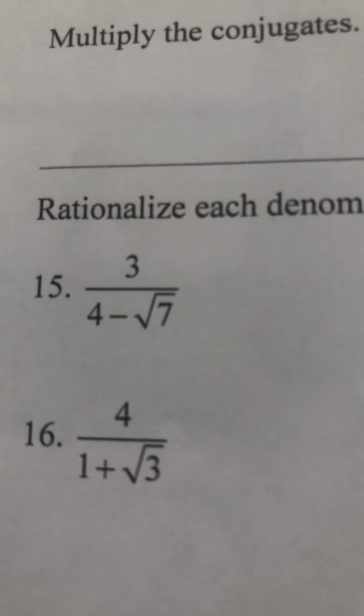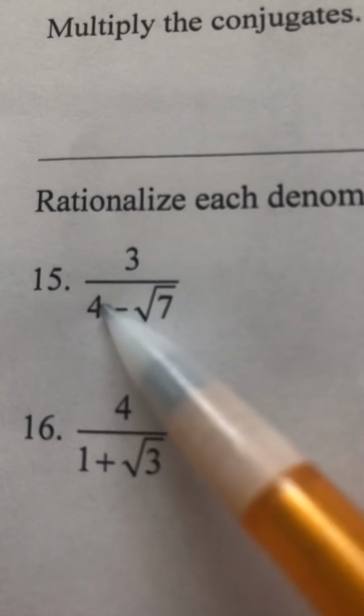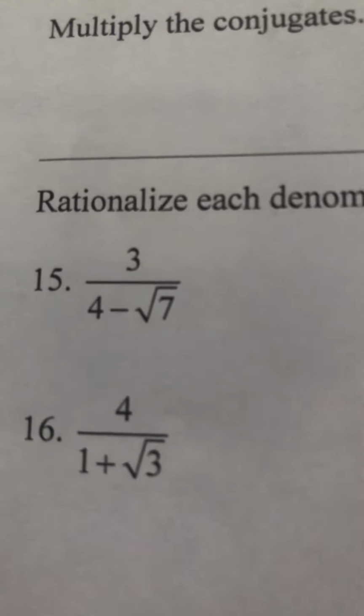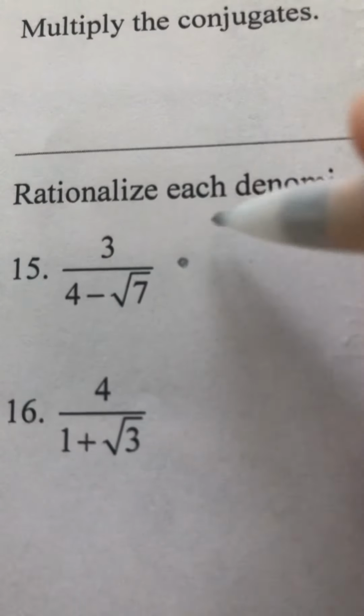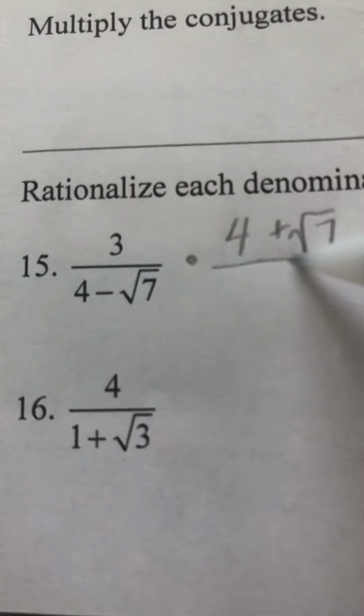So here you would be multiplying by the conjugate. You're using the conjugate because there's more than one term here. There's 2 terms in the denominator. So the conjugate would be 4 plus root 7. It's just changing the sign that's there.